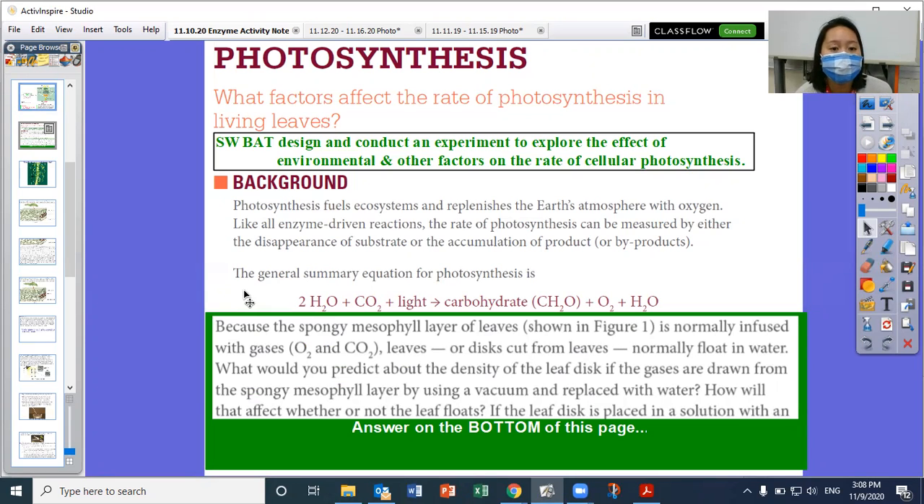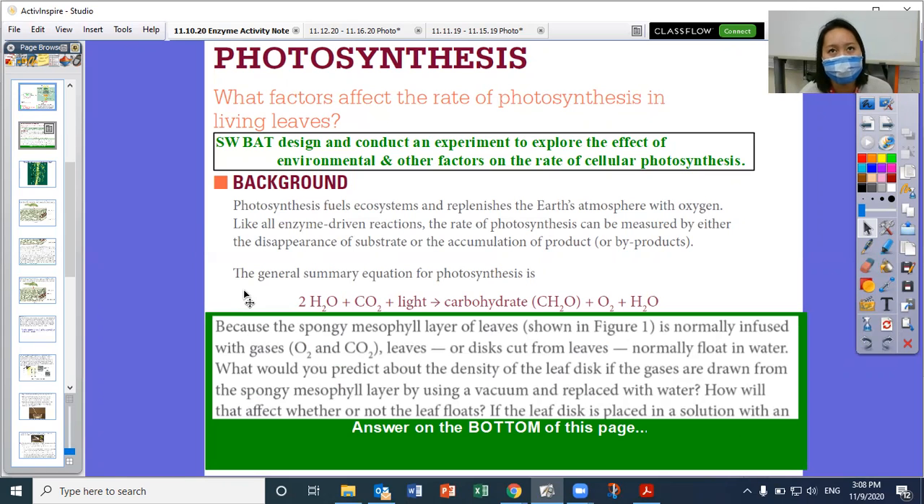Okay. So because the spongy mesophyll layer of leaves is normally infused with gases of oxygen and carbon dioxide, leaves or discs cut from leaves normally float in water. If you throw a leaf in the water, it's going to float. Even if you cut a piece of the leaf, it'll still float because there's gases embedded inside of the middle tissue layer of leaves. What would you predict about the density of the leaf disc if the gases are drawn from the spongy mesophyll layer by using a vacuum and replaced with water?